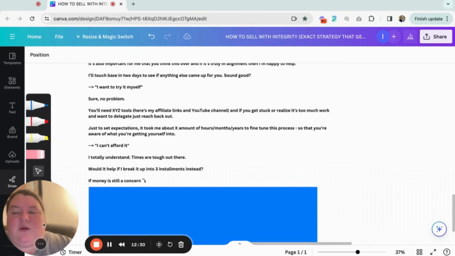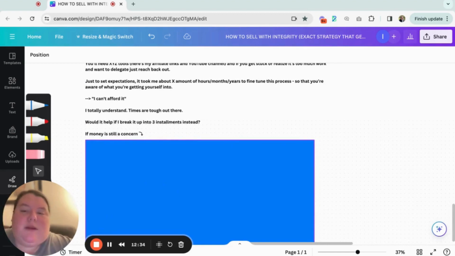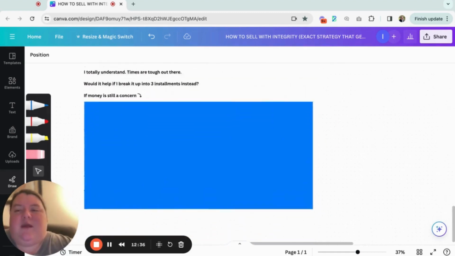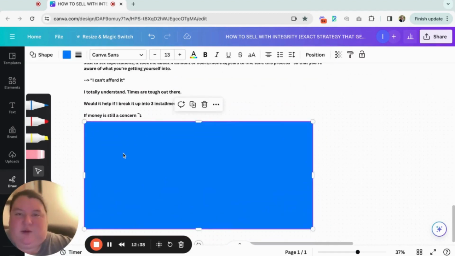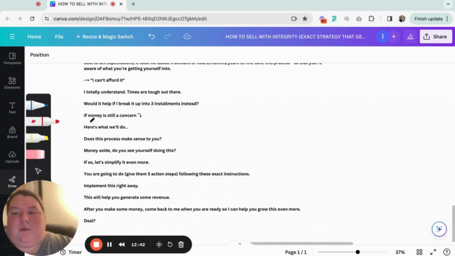If they say I can't afford it, I say, okay, it's cool, totally understand. Times are tough out there. Would it help if I break it up into 3 installments instead? And then at that stage, they can say yes or no. But if money is still a concern, this is the most important one, and this is what people aren't willing to do. And I'm willing to do it because I know that in the long term, it's going to generate more revenue because I'm building loyalty.